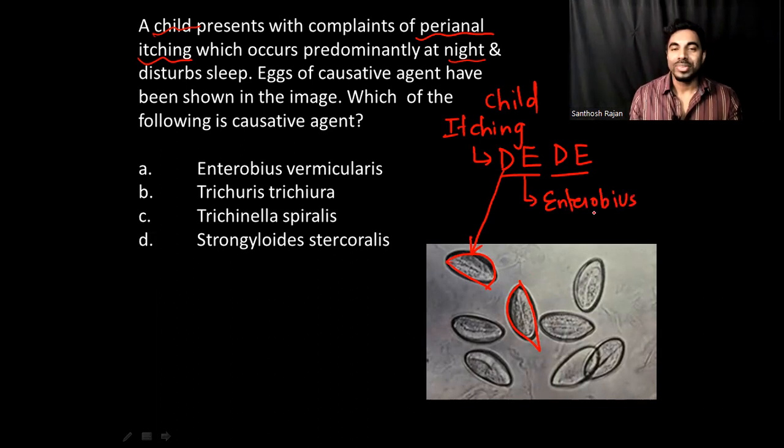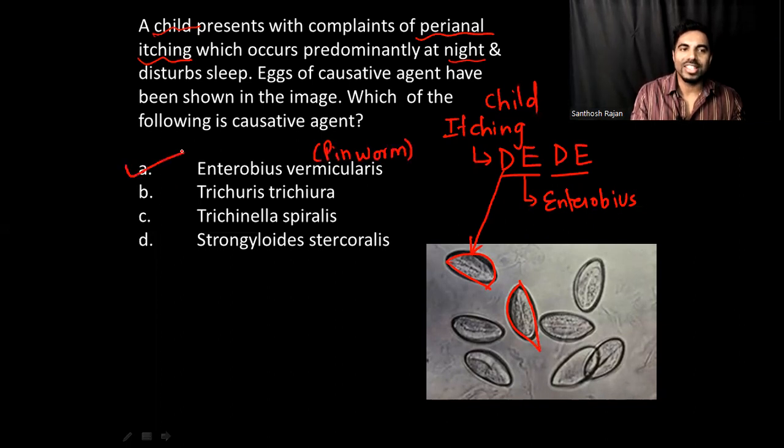Enterobius vermicularis, not Entamoeba histolytica. That's a different story that causes dysentery. Now we're talking about Enterobius vermicularis, which is also called pinworm. It is the smallest worm, the pinworm or Enterobius vermicularis. Okay, got it. So this is the answer. They might give you pinworm or Enterobius vermicularis, so please be careful. So this is the one, DD. When the child is getting itching in the anal region, what will the baby say?